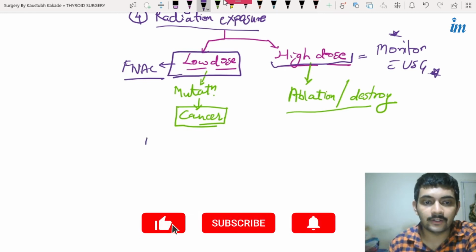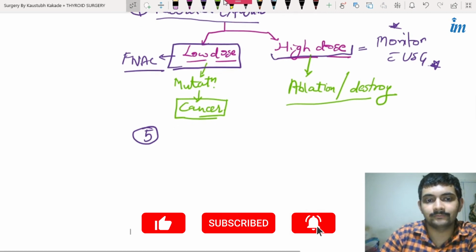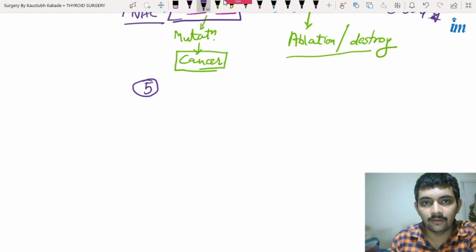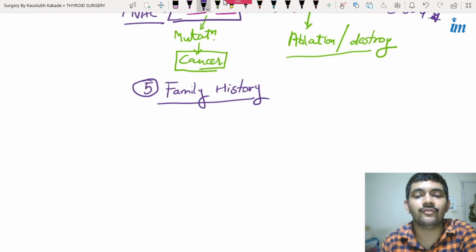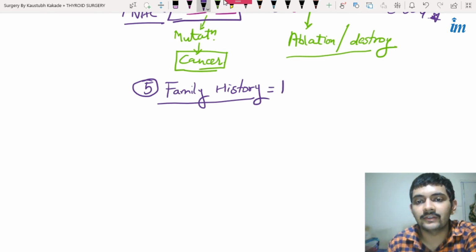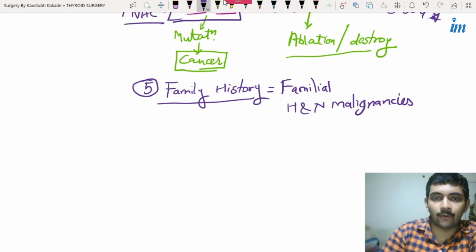And the fifth indication that you need to understand is family history. The simple reason is because it is associated with familial head and neck malignancies, right? Because it is associated with head and neck malignancies, which are generally familial.